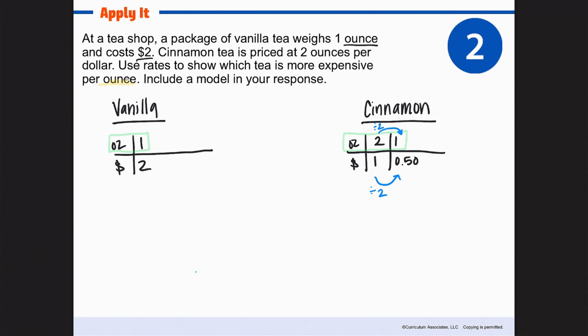So now when we look back, which one has a better price per ounce? So for 1 ounce, it's $2. And for 1 ounce here, it's 50 cents. So clearly the more inexpensive one, the better deal is the cinnamon, but the more expensive one here is vanilla.